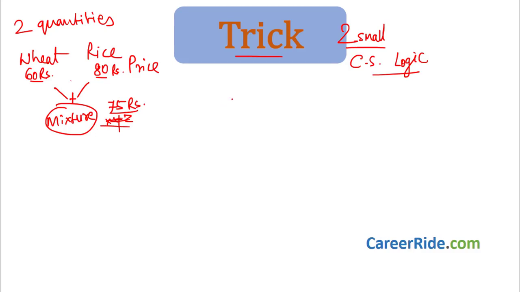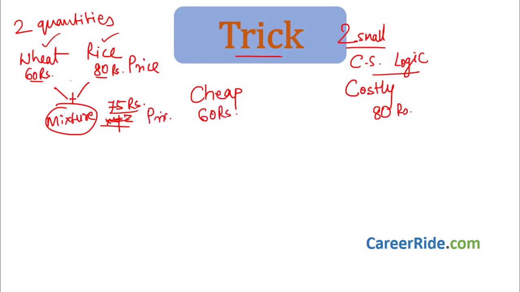See, now we have wheat and rice. Out of that, rice is costlier than wheat, because rice is 80 rupees and wheat is just 60 rupees. So we have a cheap quantity, and then we have a costly quantity. What is the costly quantity? Rice. What is its rate? 80 rupees per kg. What is the rate of wheat? 60 rupees per kg. This is nothing but the price. This is the cheap one. This is the costly one.